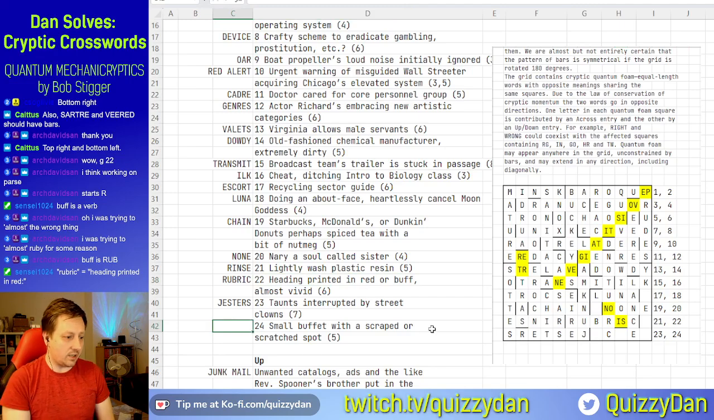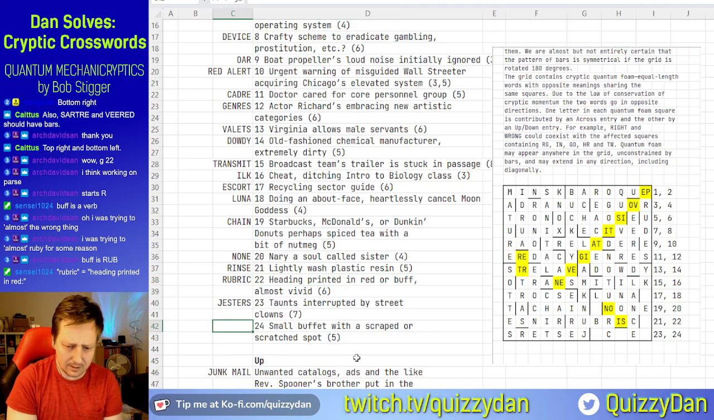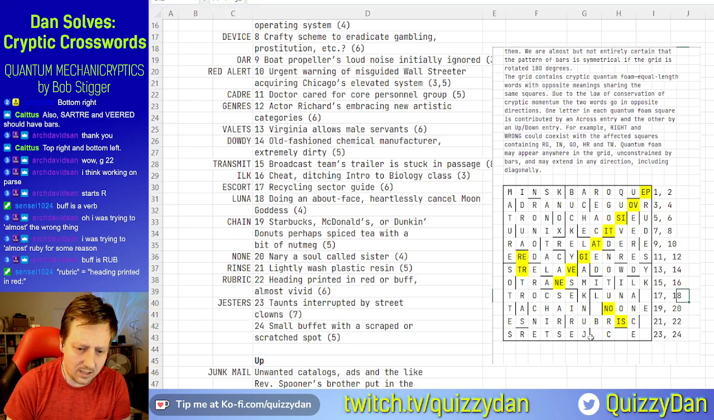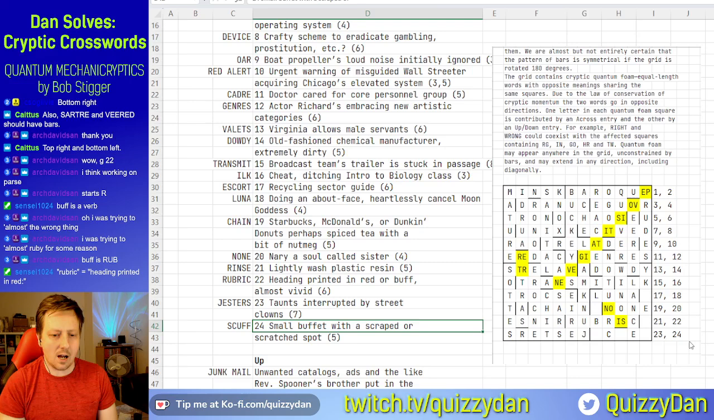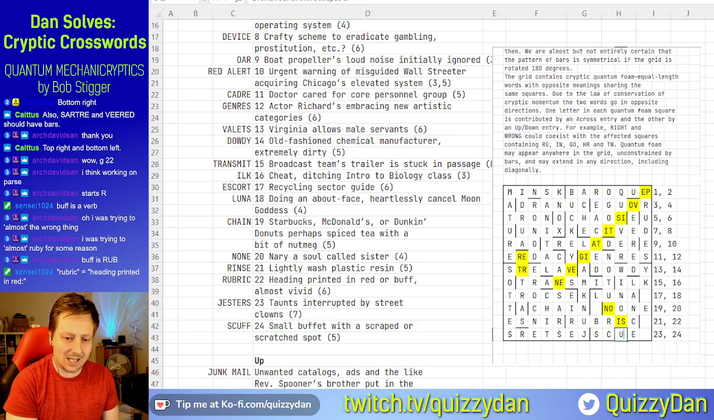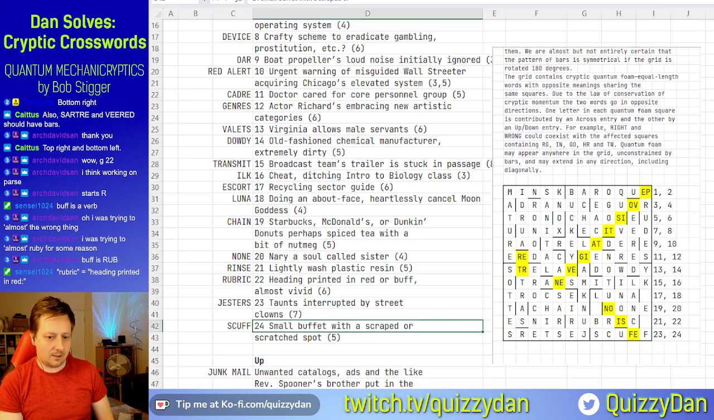Small buffet with a scraped or scratched spot. Small buffet. Scuff. Yes, because if you buff it, you scuff. So is it scuff? And it would go in this way, and then we have another clash there. Are we happy with that?